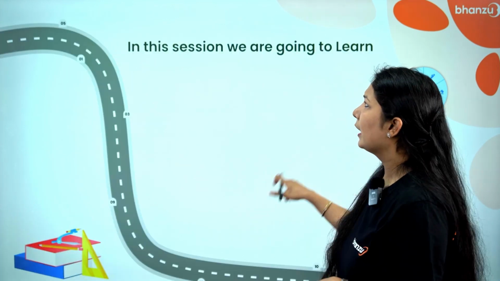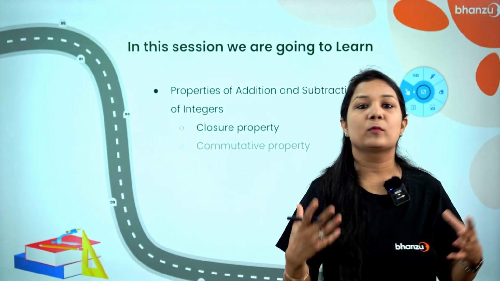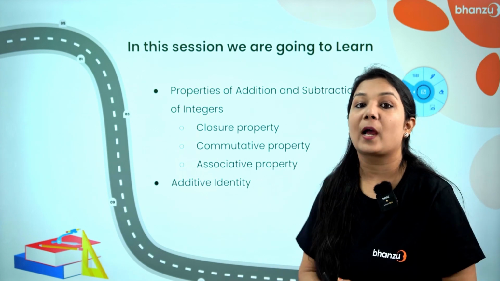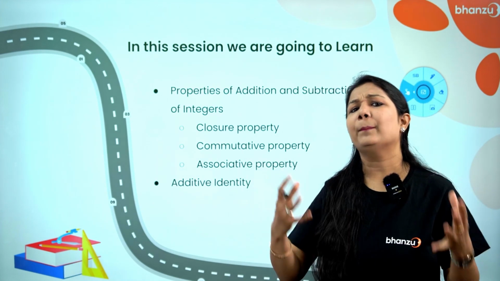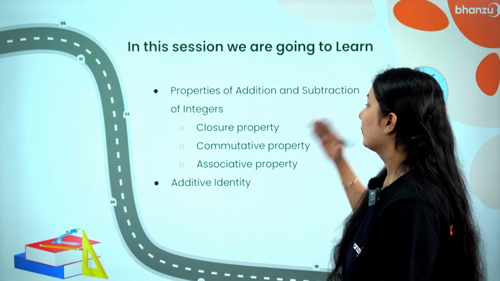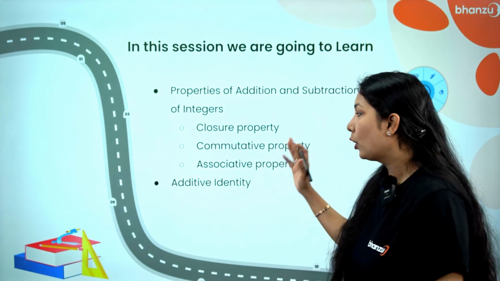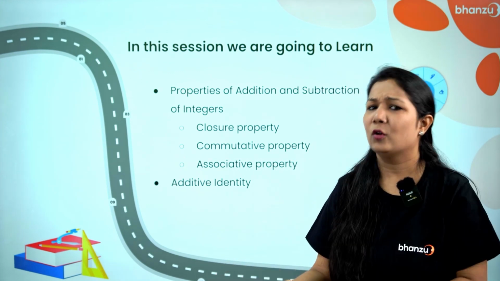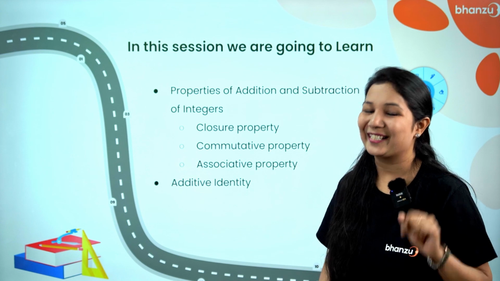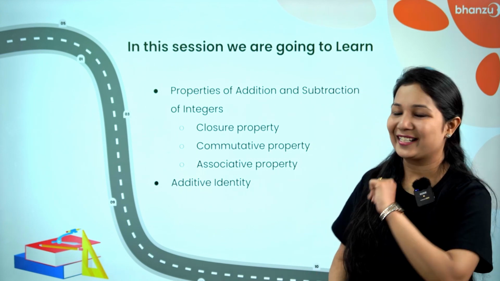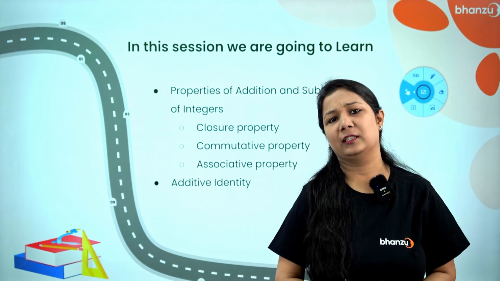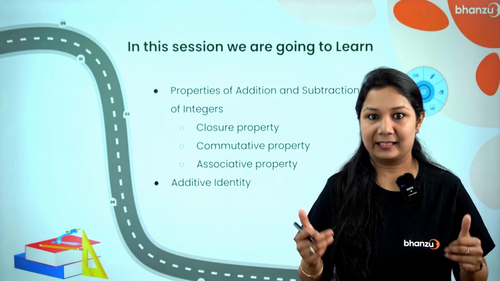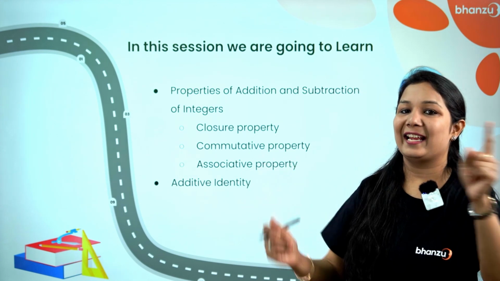So before we move ahead, I hope all of you are aware of the names of the properties, right? We have discussed them in your previous grade in the chapter whole numbers also. So what are the properties which we are going to learn about today? We are going to learn about closure property, commutative property, associative property. For integers, do they hold good? For addition and subtraction, we are going to check that out in this session today. And last but not the least, we'll also be talking about what is additive identity, right? Ready everybody? Yay! Let's start.